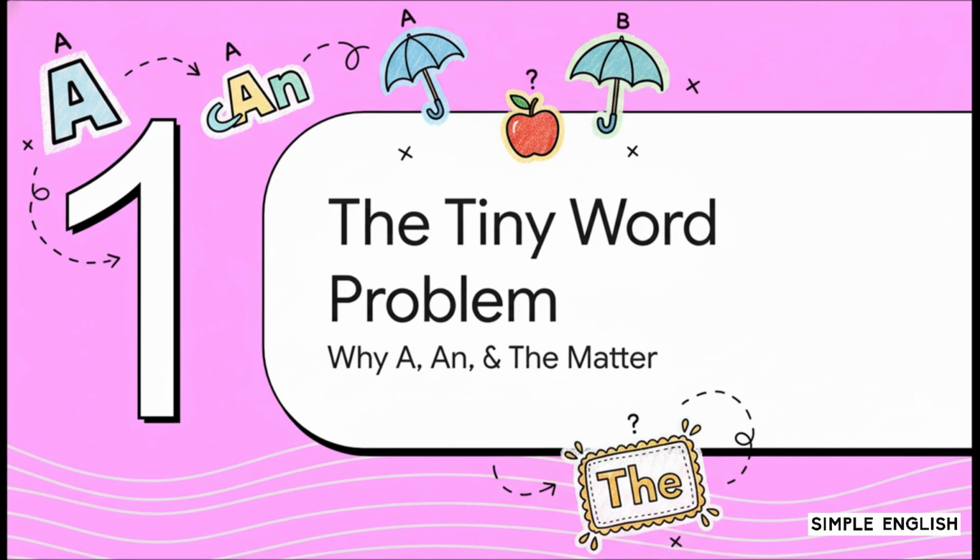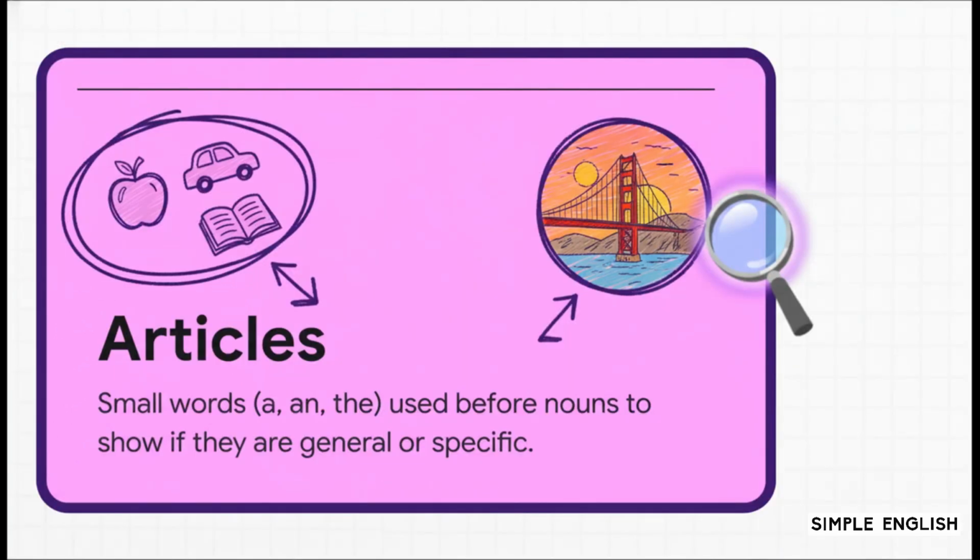We're going to break down our three main articles, a, an, and the, so you'll know exactly which one to grab, and, just as important, when you don't actually need one at all. So what even are articles? Basically, they're just little words that come right before a noun, and their whole job is to act like a signpost. They tell us if we're talking about something general, any old one, or something very, very specific. We've got two teams, team indefinite, which is a and an, team definite, which is just the.